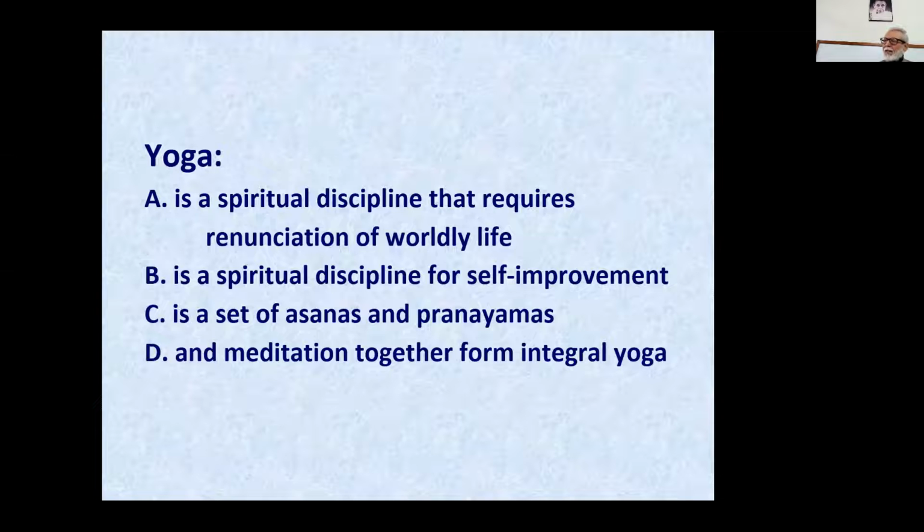Asanas and pranayamas are yet another small part, because what is still left, the invisible part of yoga, is what completes yoga. And therefore, to even use the expression like yoga and meditation, although it's extremely common, reflects an ignorance about what yoga actually is. So what is the correct answer? B, yoga is a spiritual discipline for self-improvement.